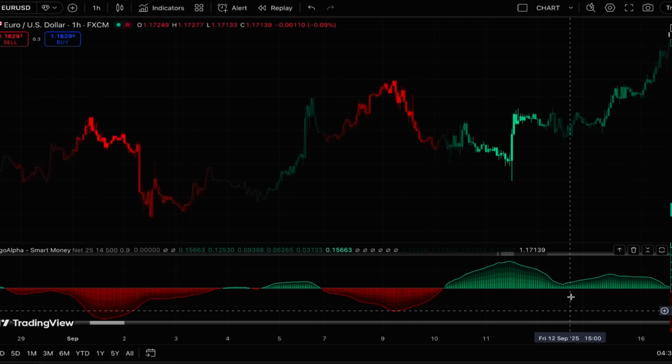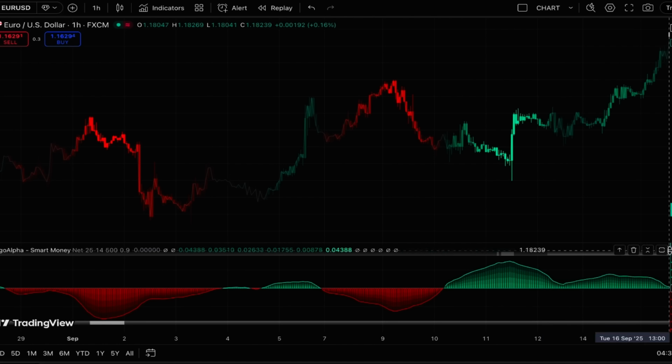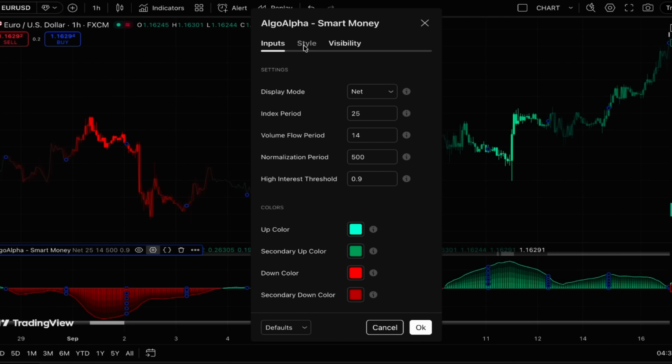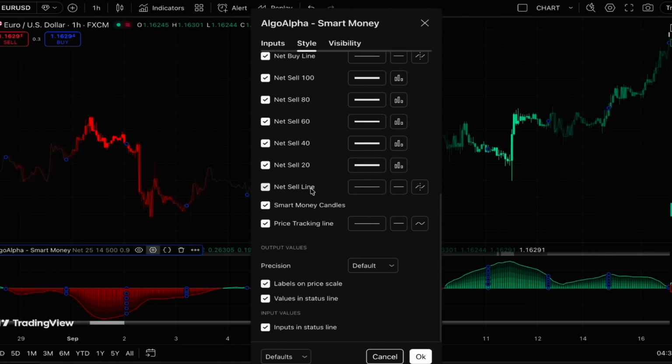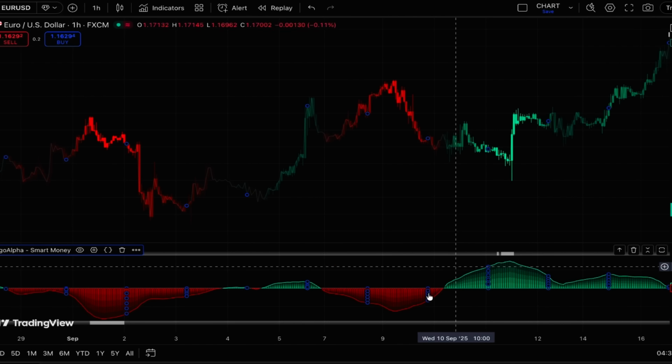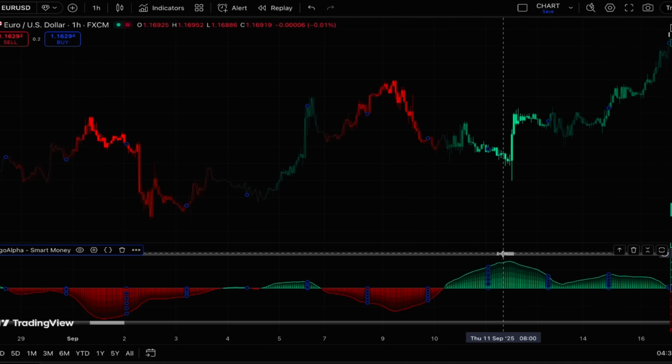We have two gray lines here, which are at 0.9 and minus 0.9. First, let's go to the settings of the indicator, and here in the style tab, we scroll down, and here we remove values in status line and also inputs in the status line, so we can better see these gray zones. So when the line gets close to the zone, it can show a high level of interest in the market for that side of the market.